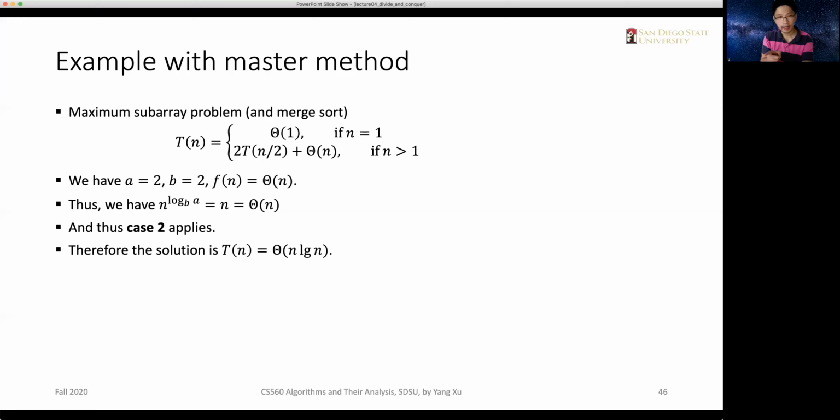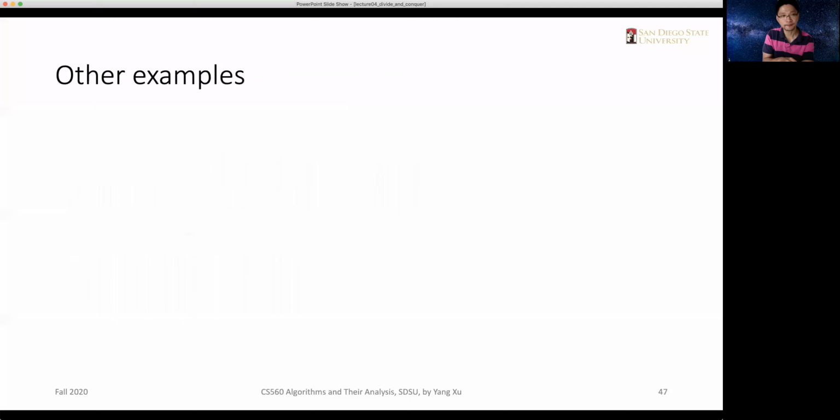I found a question: is logarithmically greater not polynomially greater? Exactly. A logarithm function grows slower than any kind of polynomial function. So if a function is logarithmically greater than the other one, then that doesn't fall into either case of the master theorem.